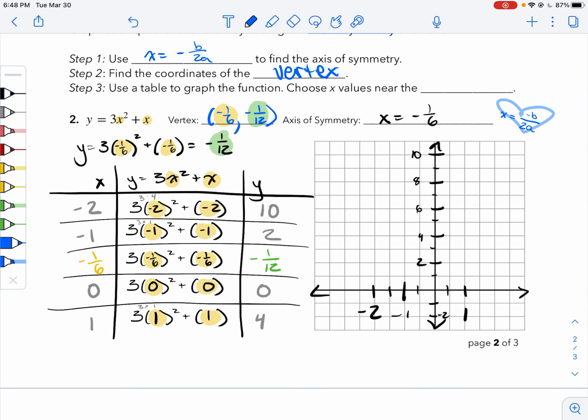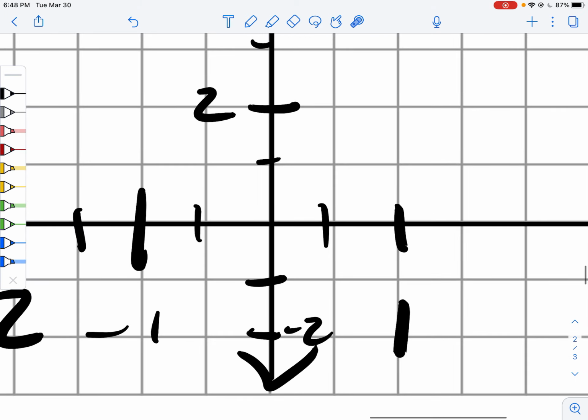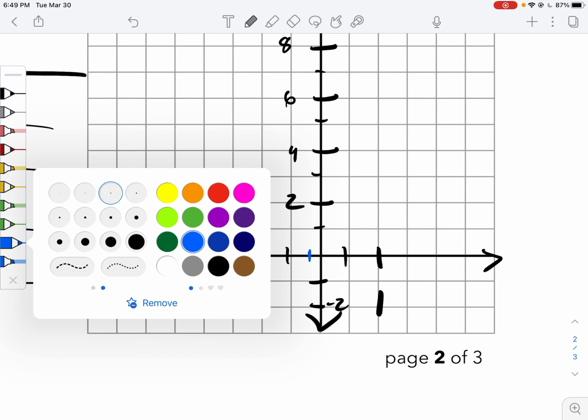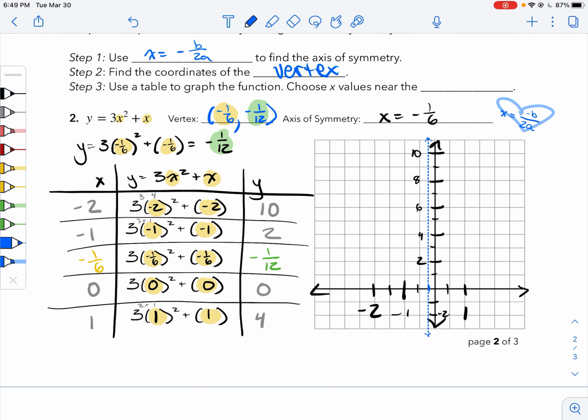Oh no, I lied. We should graph our axis of symmetry first. Our axis of symmetry is that x equals -1/6. -1/6 is going to be a sixth of the way between 0 and -1. So it'll be halfway. Nope, it'll be a third of the way between 0 and -1/2. So -1/6 is going to be like here. So if we want to make an axis of symmetry at -1/6, we should draw it up this way. Good. Now if we do this right, our parabola will go right around that line.